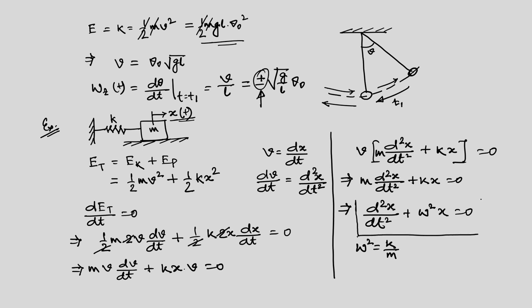So, this is the equation of motion we have for a mass which is attached to a spring of constant k. So, this is the equation of motion.